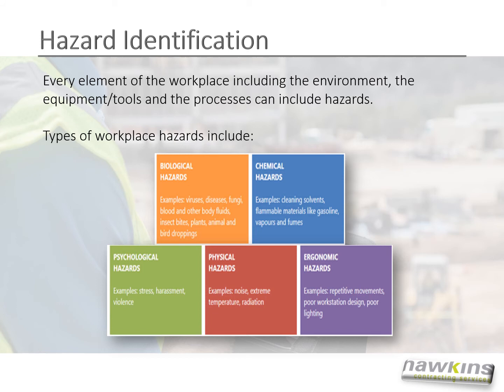Every element of the workplace, including the environment, the equipment and tools, and the processes, can include hazards. Types of workplace hazards include biological hazards, such as viruses, diseases, and fungi, chemical hazards, such as cleaning solvents, fuels, psychological hazards, such as stress and harassment and violence, physical hazards, such as noise, extreme temperatures, and radiation, and ergonomic hazards, such as repetitive movements, poor workstation design, etc.